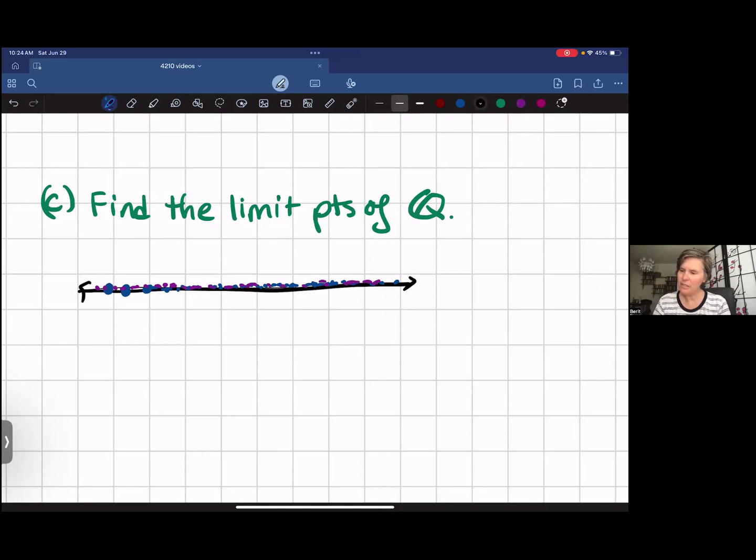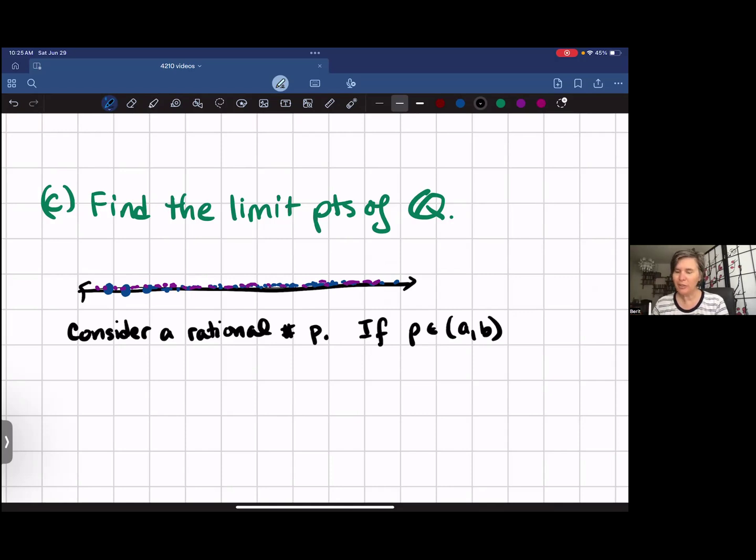Okay, so now consider a rational number, P. If P is in an open interval (a, b), will that interval also touch Q in points other than P? So take a point P right here. Look at this open interval around it. Will there be some rational numbers inside that interval? Yes, every interval has infinitely many rational numbers in it.